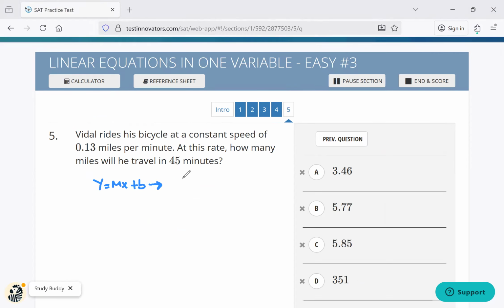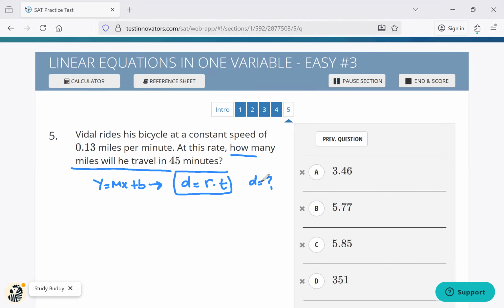So that is a special linear equation. It's called distance equals rate times time, right? So we're going to use this equation, which is exactly a linear equation. So let's fill in what we have and what we need to know. So what are they asking? The last part of the question says, how many miles will he travel in 45 minutes? So miles means distance. So we got to solve for distance, right?